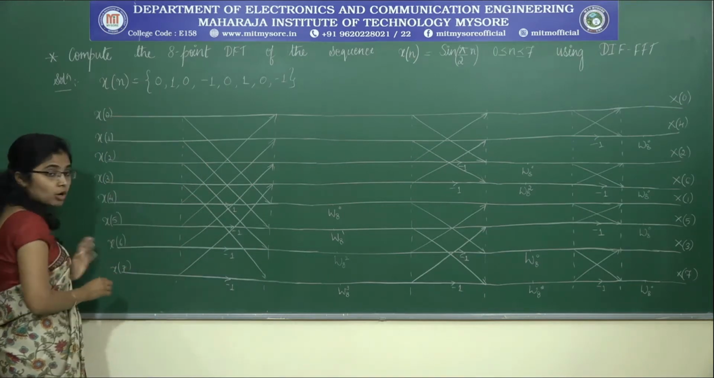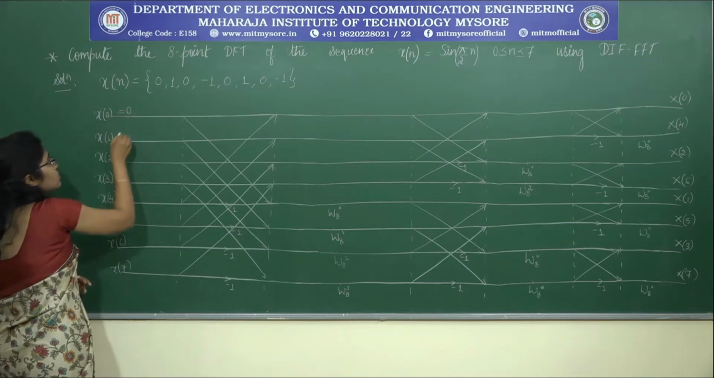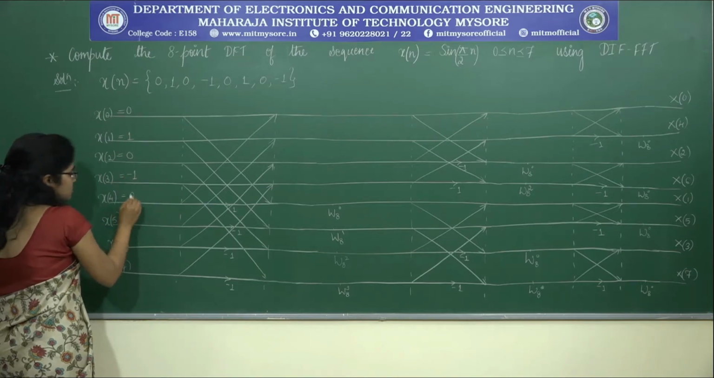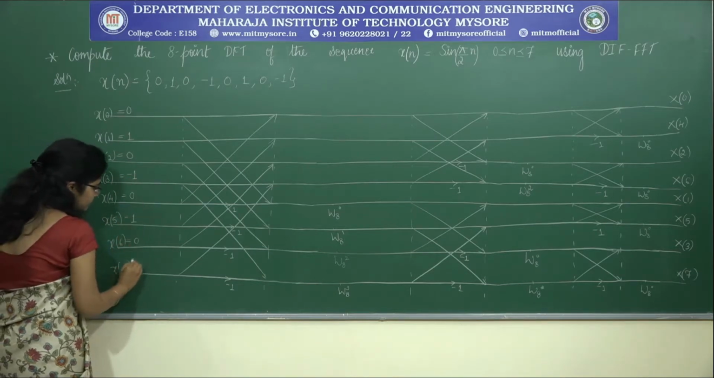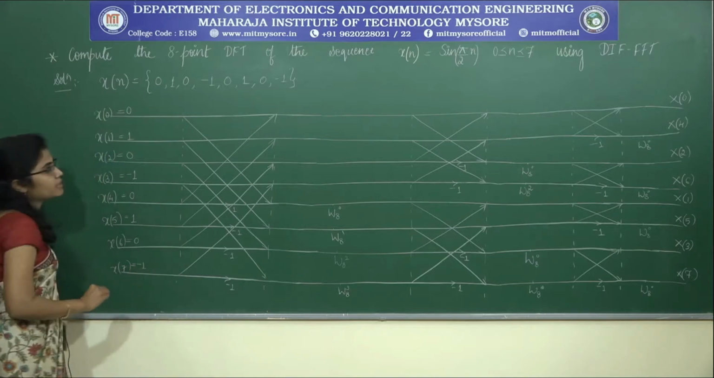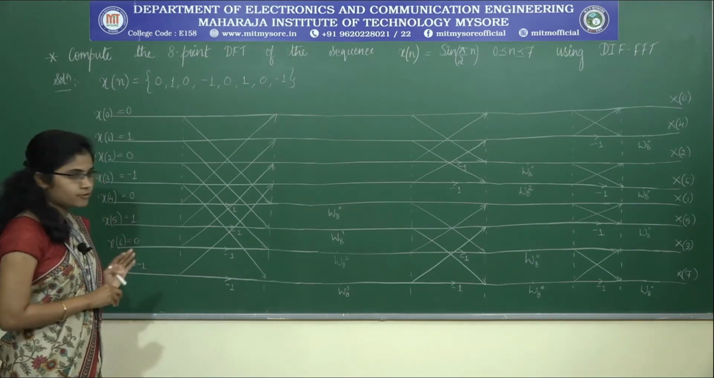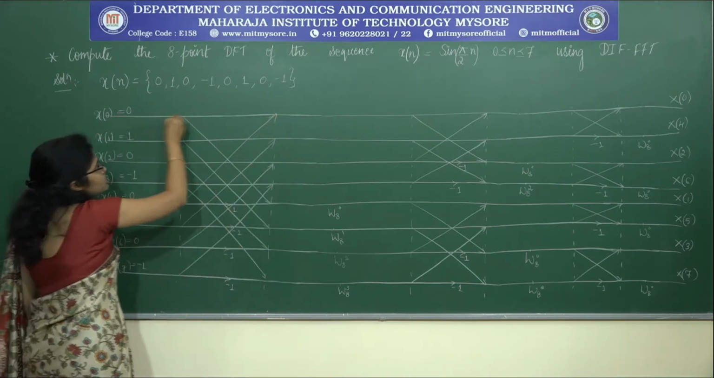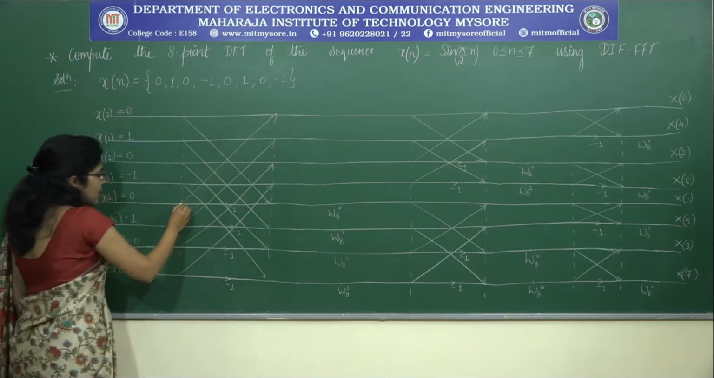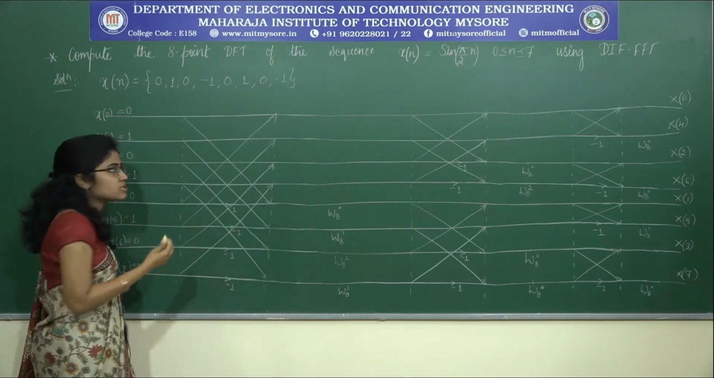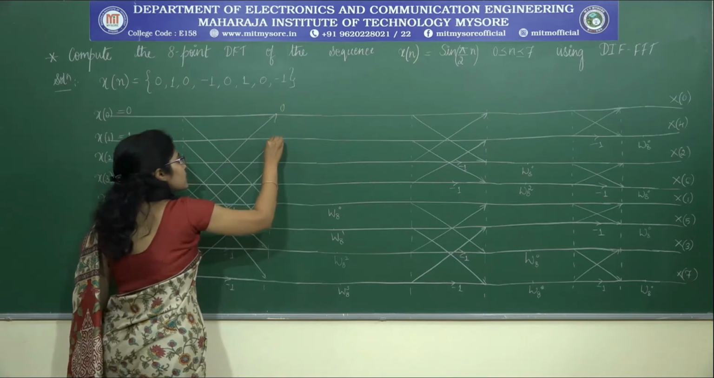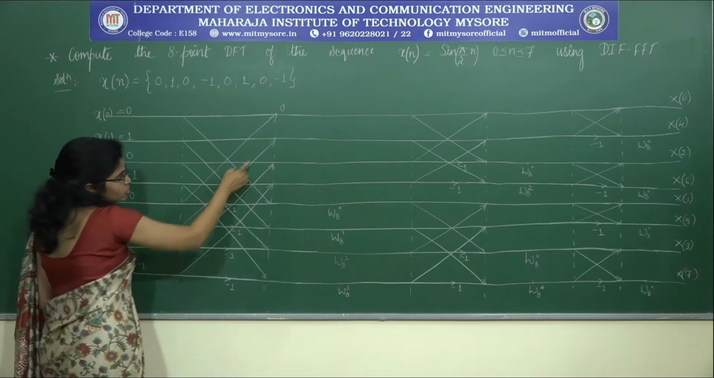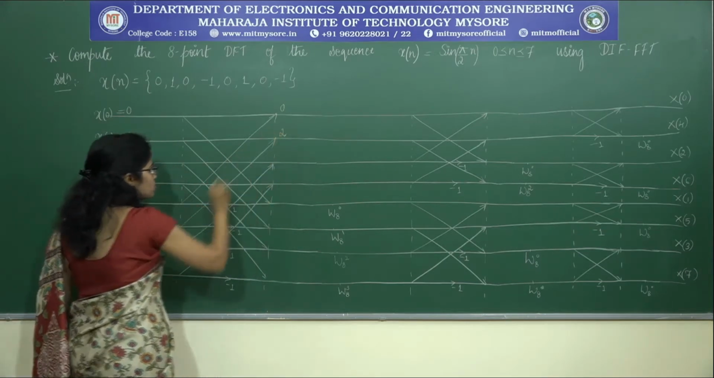Since the input is in normal order, I will write the sequence: 0, 1, 0, minus 1, 0, 1, 0, minus 1. Now we are ready with the input of first stage. Let me try to find out the output of first stage. From this branch the signal coming here is 0, and from this branch also the signal coming is 0. So 0 plus 0 is 0. Again at this point the signal coming is 1, and from this branch also 1, 1 plus 1 is 2.